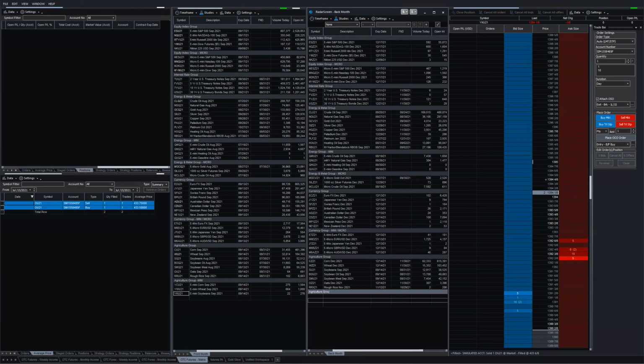Agriculture group mini. So back month, surprise, surprise, is set. Oh, no. This is when you don't have an undo button. Agriculture group mini. YC set 21, YW set 21, and YK set 21.